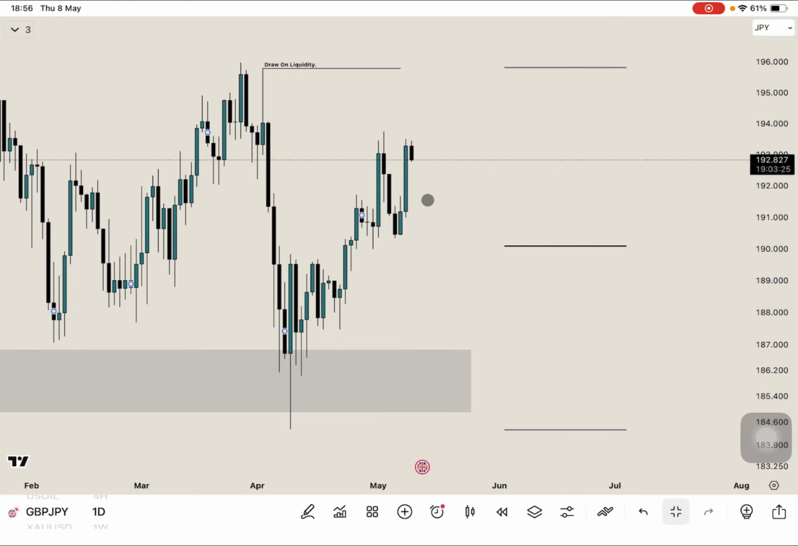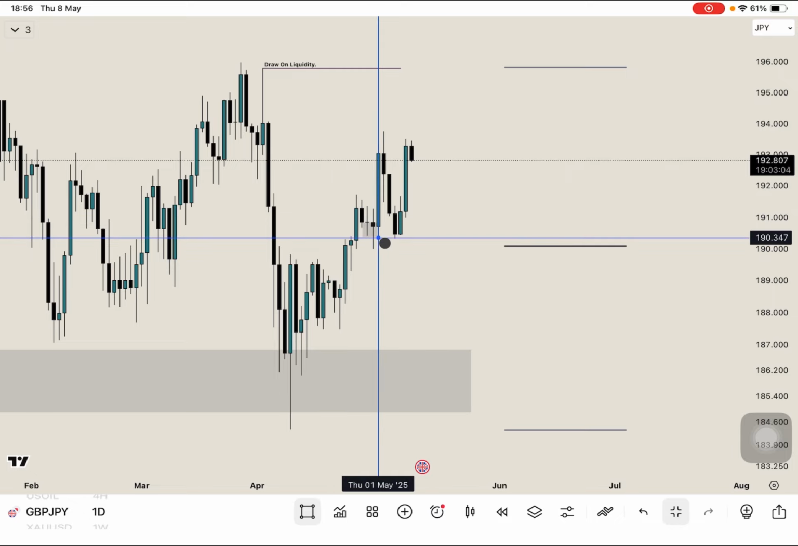So as you can see, the PD array I chose here was this demand zone. Why did I choose this demand zone? If you look, you will see the demand zone started rejecting from discount. So that's what gave me a conviction that I should pick the demand zone instead of the fair value gap or other PD arrays we had there. So this was the demand zone initially.